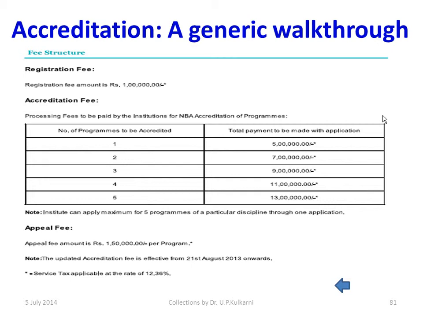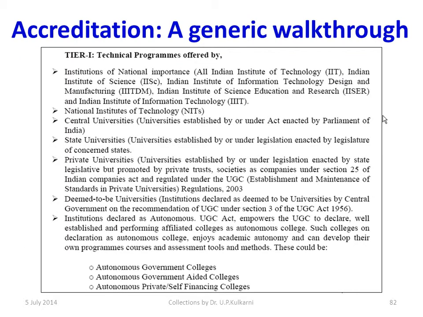Registration fee for accreditation is 1 lakh. Accreditation fees depend on the number of programs to be accredited. An institute can apply for a maximum of 5 programs of a particular discipline through one application. 1 program 5 lakhs, 2 programs 7 lakhs, 3 programs 9 lakhs, 4 programs 11 lakhs, 5 programs 13 lakhs. Appeal fee amount is rupees 1,50,000 per program. Service tax is applicable at the rate of 12.36%. Anyhow, please refer to this regularly, as it keeps on changing. You can refer to the NBA website for details.